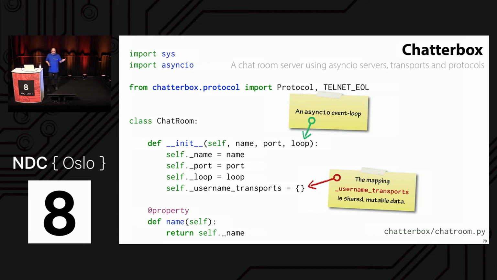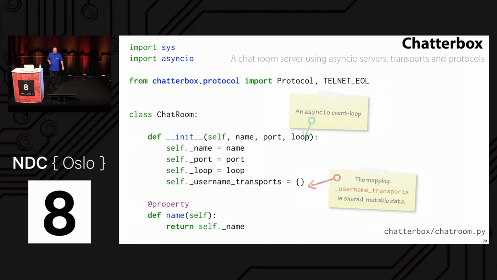which is going to consist of two classes, this chat room class and a protocol class. And you can see that the chat room is very simple. It has a name, it has a port, which we listen on, an event loop, and some mapping of usernames to transports, these asyncio transport objects.